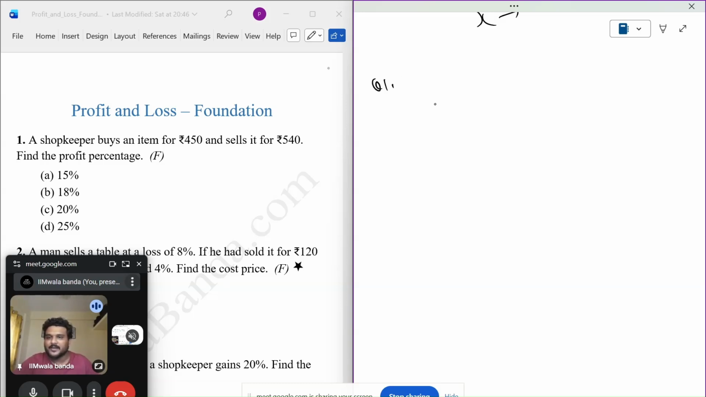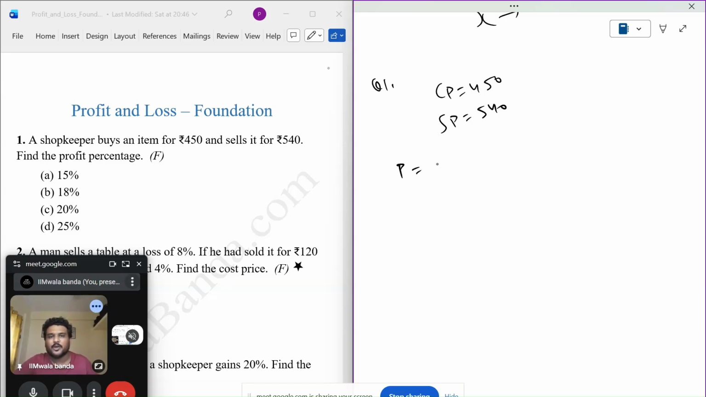A shopkeeper buys an item for 450, directly writes CP as 450 and sells it at 540. What is the profit percentage? Again, I'm showing these so that your foundation is strong. So do this assignment just to be sure that you are very comfortable with all type of calculation, all type of language. Then proceed to level 2, which is actually CAT level and which is actually what we can expect in the exam, not these type of direct questions.